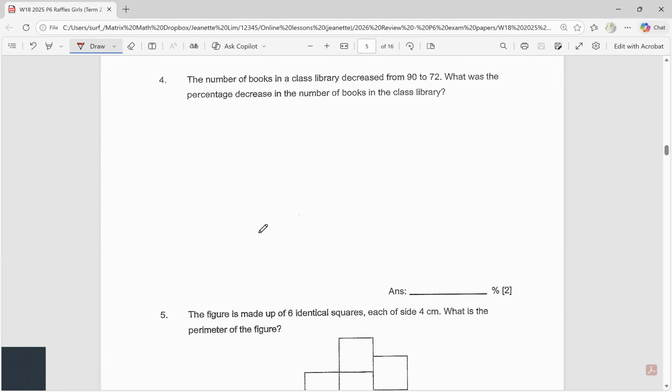Okay, question 4. The number of books in the class library decreased from 90 to 72. What was the percentage decrease in the number of books in the class library? Okay, so for our percentage decrease, the formula you should be using is decrease over original times 100%. So there are two things we need. One is the decrease, one is the original number. So let's find the decrease.